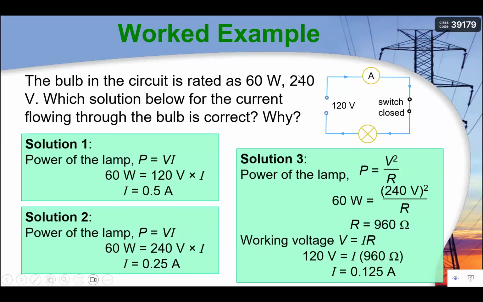I either use what is rated as the voltage for the light bulb, 240 times I, or I use what is only supplied in the circuit. In my circuit, I only supply it with 120 volts. Or solution number 3, whereby I have the power and the voltage, I find the resistance of my light bulb, and then I use V equals IR, with my V being 120 and my resistance of the light bulb.